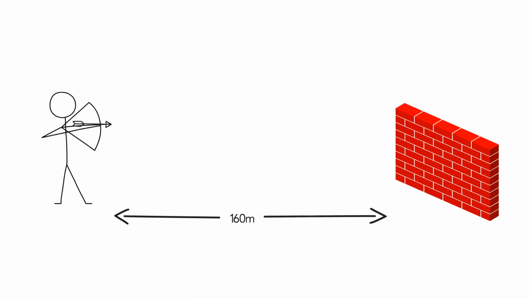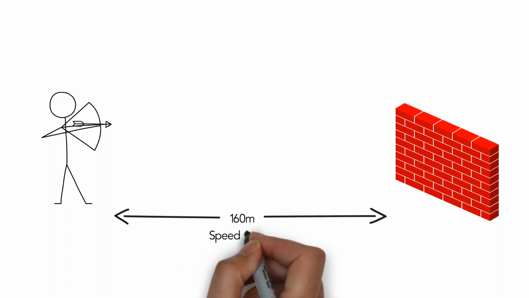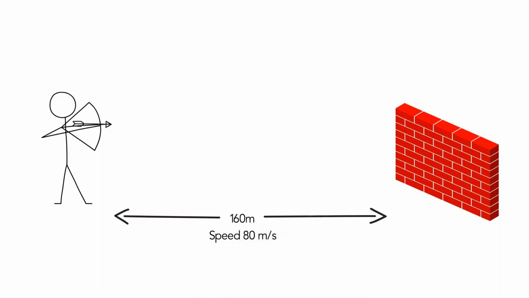Assume the arrow travels in a straight line directly towards the wall, so we ignore the small effect of gravity on the arrow. Also assume it travels at a constant speed of 80 meters per second, so we'll ignore the small effect of air resistance on the arrow. The first question is, what happens? Okay, pause the video, work out your answer, and then restart it. I'll continue. The answer is that the arrow hits the wall after 2 seconds.